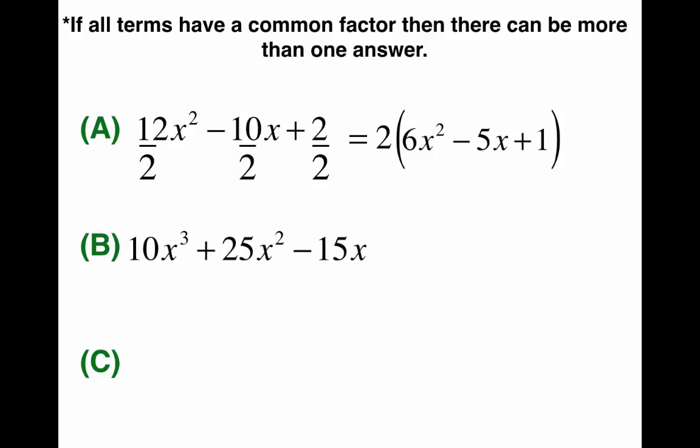Okay, how about this one? 10x to the 3rd power plus 25x squared minus 15x. Anything divisible on this one that we could pull out? I'm going to guess that you're saying 5, that you could divide by 5. Absolutely, but there's actually something else. I kind of threw something new in here. There's something else we can divide out.